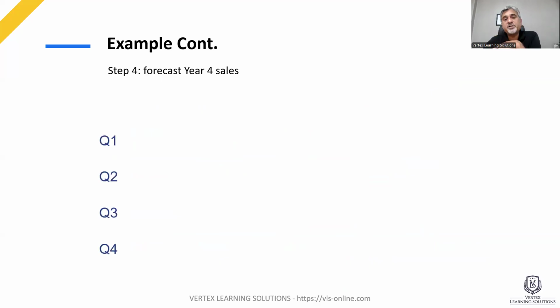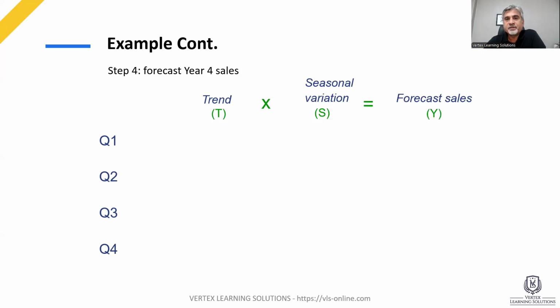So quarter 1, quarter 2, quarter 3, quarter 4. In quarter 1, first you put the trend values and then you put the seasonal variations and you multiply them and you get the sales. So how much are the trend values? The trend values are, it's very interesting, please pay attention here. The trend value is 91.88 plus 3 times 3. Why do I do 3 times 3?